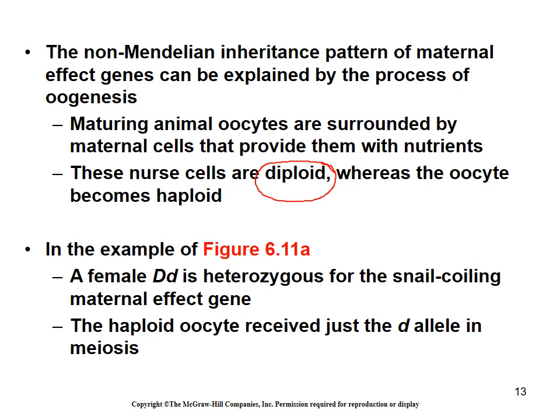Now go ahead and take a look at the sentence right here, and it just reminds you that the nurse cells or the maternal cells that take care of the oocyte are going to be diploid, 2 copies of everything, whereas the developing oocyte, the egg, is going to be haploid, 1 copy of everything. And what I want to do on the next page is show you how the nurse cell will control the expression of the gene in the oocyte. And we can utilize that example to explain some of the non-Mendelian patterns that we saw in our example when we were looking at the crosses for the snail.